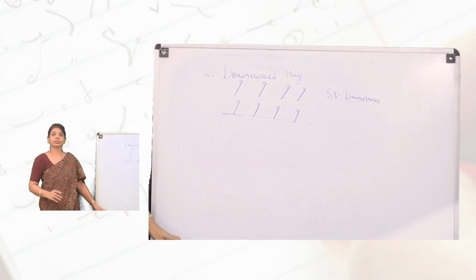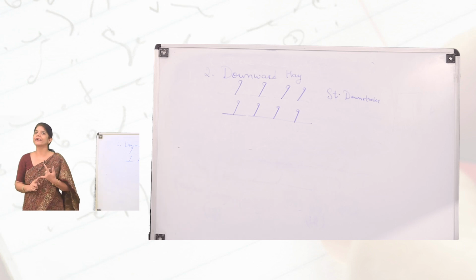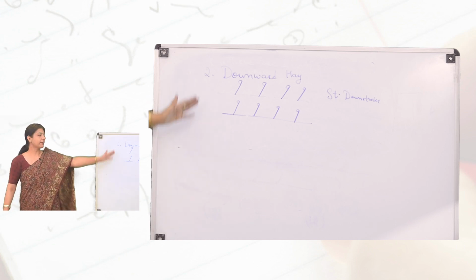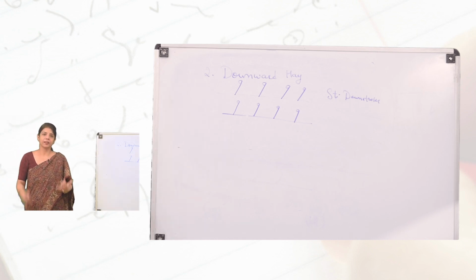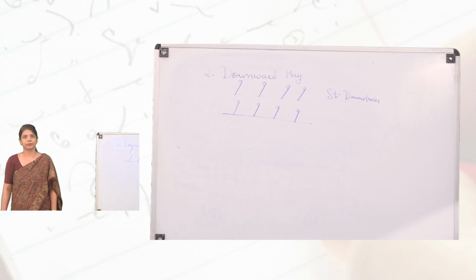So here we finish all the consonants. We have done 24 consonants in detail along with their outlines, and these are the two additional consonants. The first one is downward R, which is a curved downstroke, and the second one is downward He, which is a straight downstroke. Thank you all.